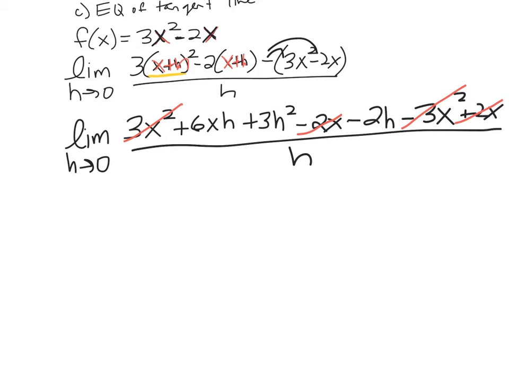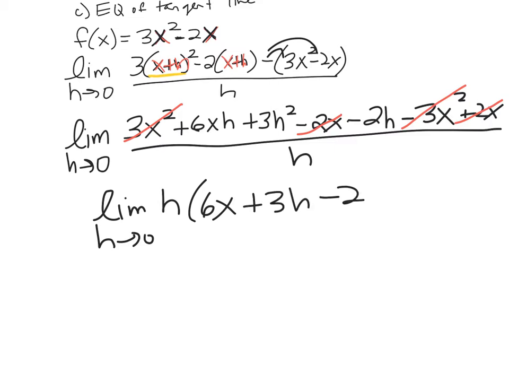Now we're going to factor that h to the front. Factor the h out of that thing. So h and then 6x plus 3h minus 2, over h. See, all three terms that were left in the numerator had an h to share, and so then you get rid of that.